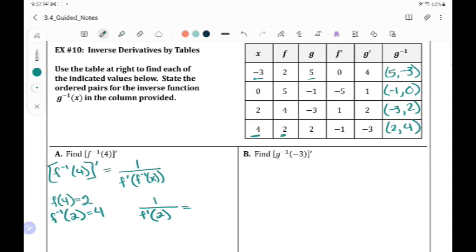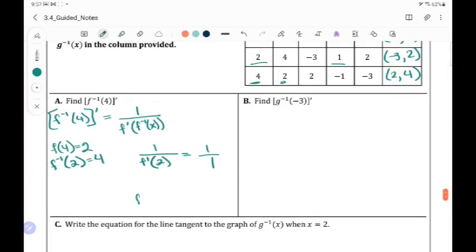F inverse of 4 equals 2. F prime of 2 we can find in the table. 1 over 1. Well, that was pretty easy. F inverse of 4 prime equals 1. That's our answer. It was easy, just harder for me to say out loud.